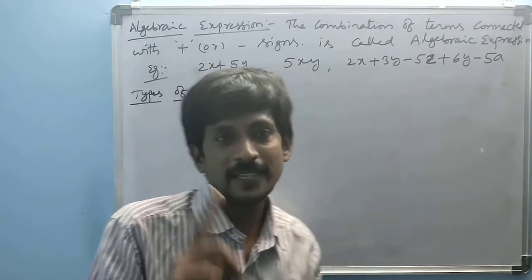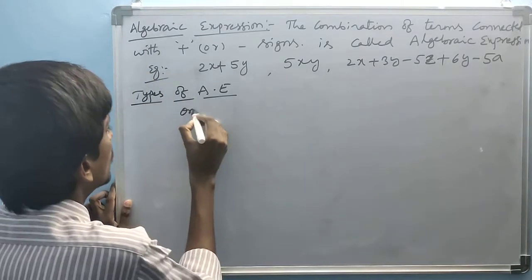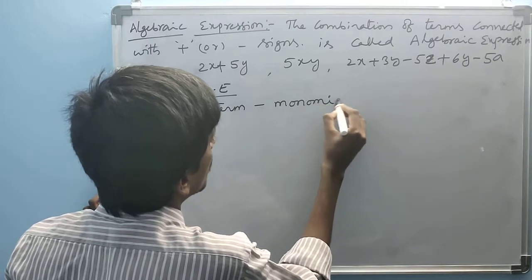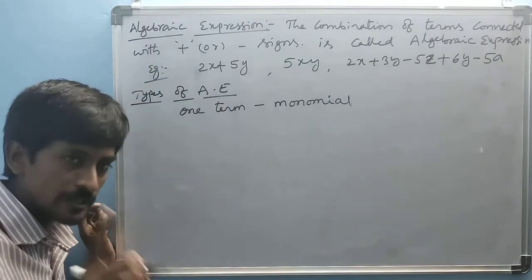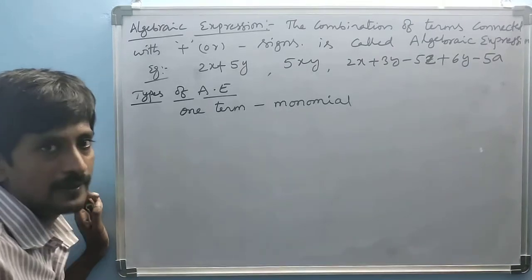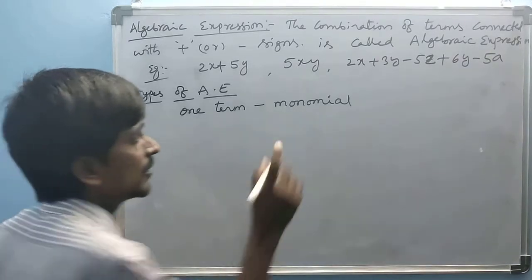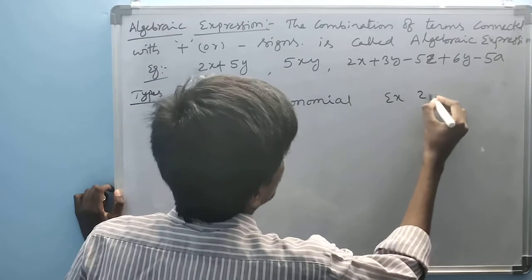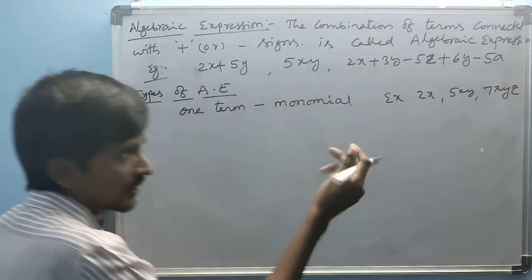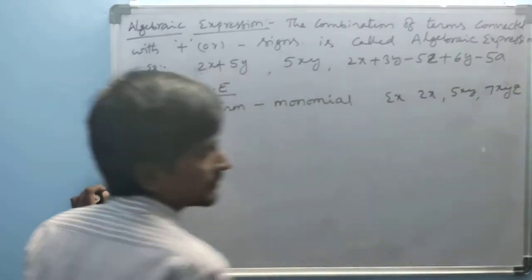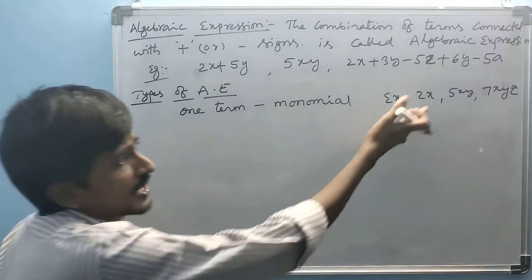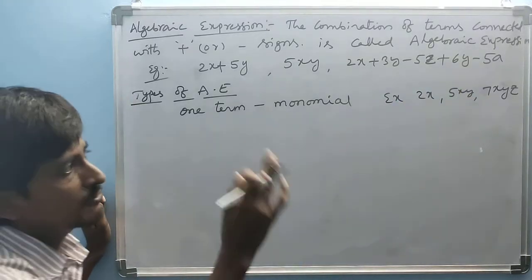If an algebraic expression contains only one term, that is a monomial. That algebraic expression is called a monomial. Example: 2x, 5xy, 7xyz. Here this is one term, this is one term, this is one term. If terms are connected with plus or minus, it can be divided into a number of terms. If there is no plus or minus, it is one term.